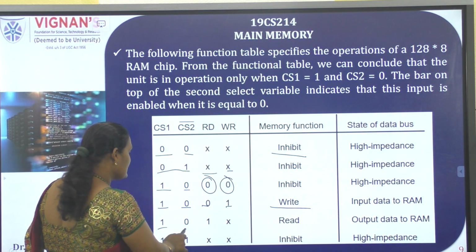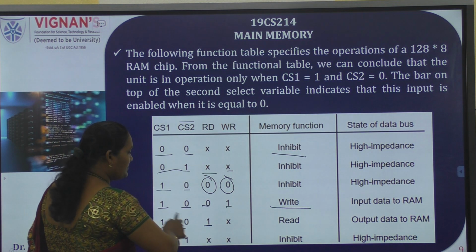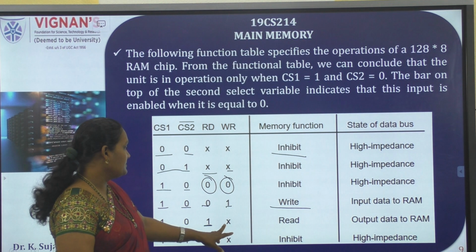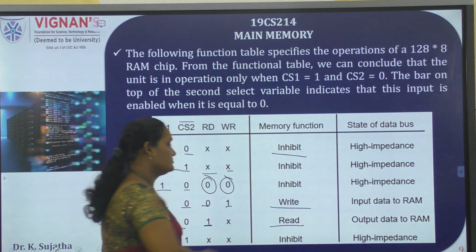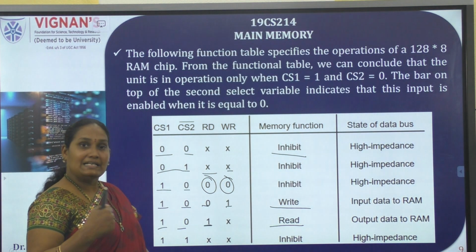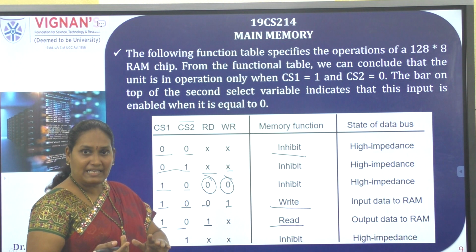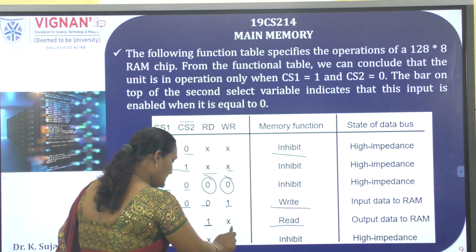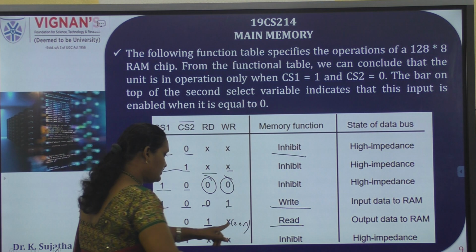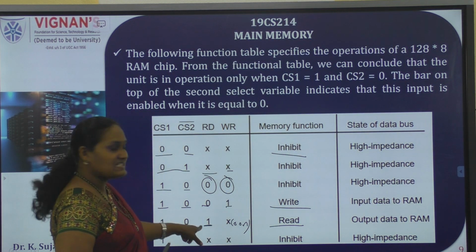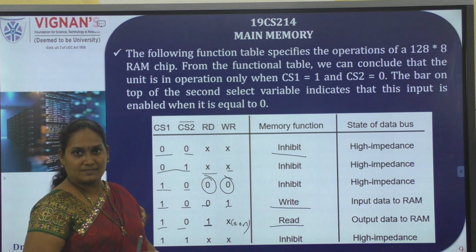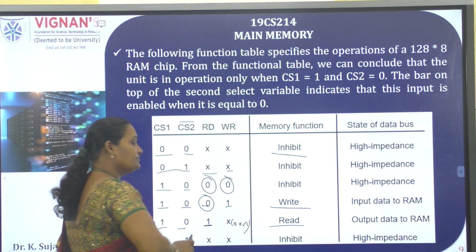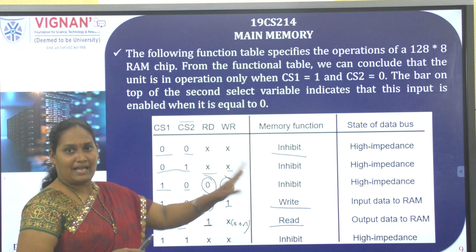Now if it is 1, 0 and read is enabled, whether write is enabled or not, the read operation happens. Even if write is enabled, only after reading can the writing operation be performed. Whatever its value, either 0 or 1, if read is enabled, first reading happens, and only after that writing happens. If reading is disabled and writing is enabled, writing happens.